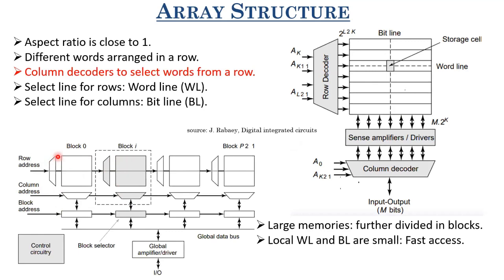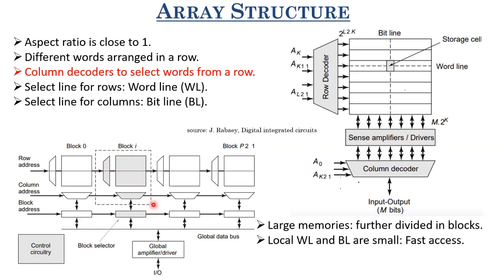Each of these blocks has its independent row decoder and column decoder. Because of that, you have a faster access. Instead of one wire going from here to here, you have these local word lines and bit lines for each of these blocks. And because of this, you can have a very fast access to all the elements of this memory block.